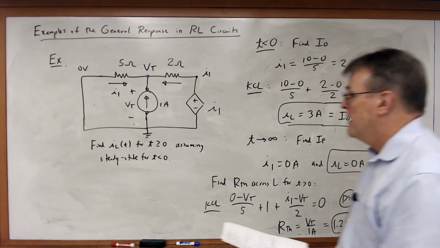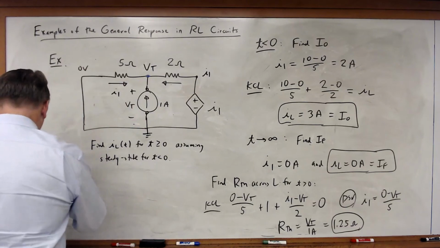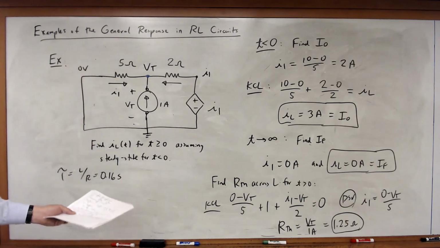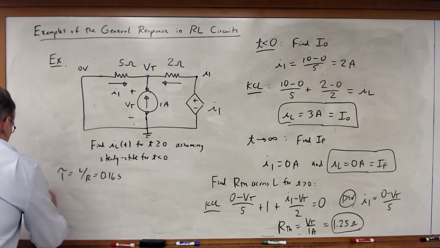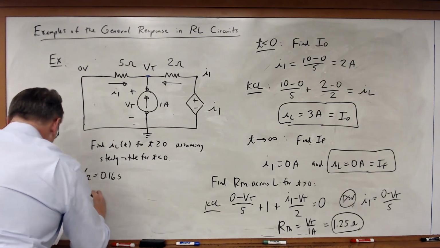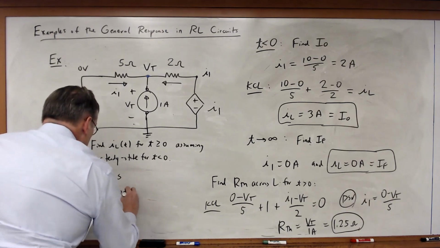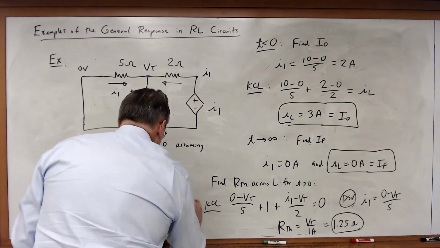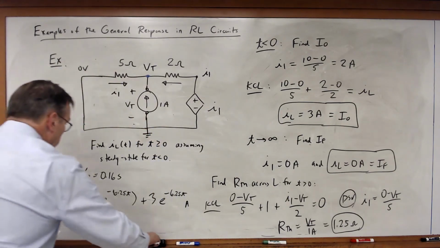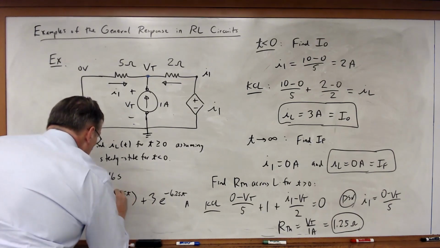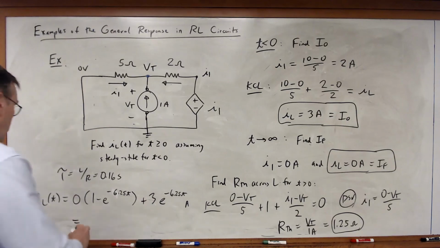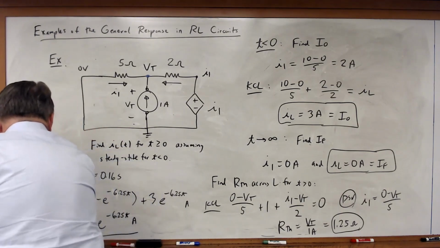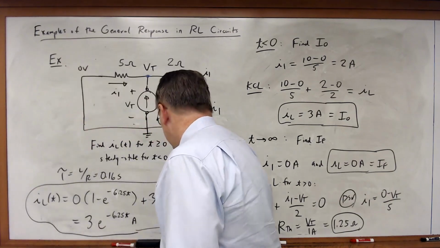And therefore, tau will be equal to L over R, which is 0.16 seconds. I can now plug these values in, and what I will get is that IL of t will be equal to 0 times 1 minus e to the minus 6.25 t plus 3 times e to the minus 6.25 t amps. And there is my result for t greater than or equal to 0. Since the first term is equal to 0, really this is equal to 3 times e to the minus 6.25 t amps. And there's my result for t greater than or equal to 0.